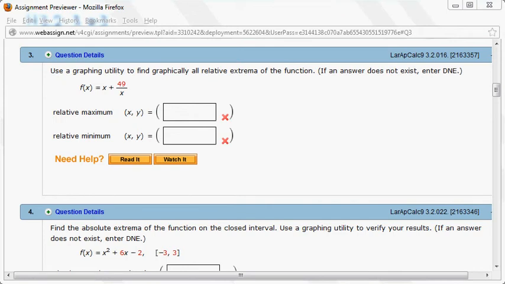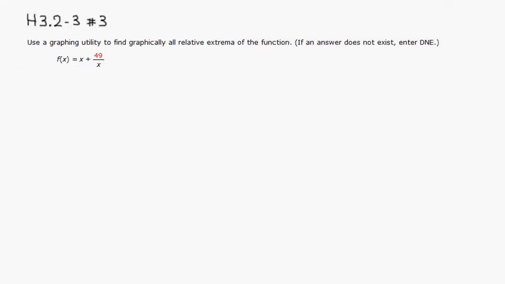Okay, let's look at homework 3.2, 3.3, number 3. So we have this function f of x given, and we want to find the local relative maximum and the relative minimum. So let's do that.